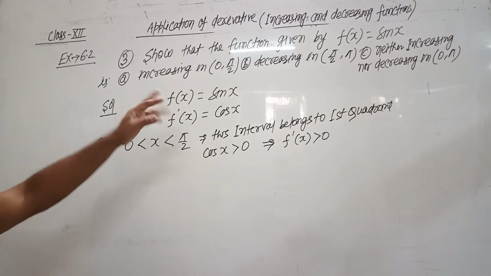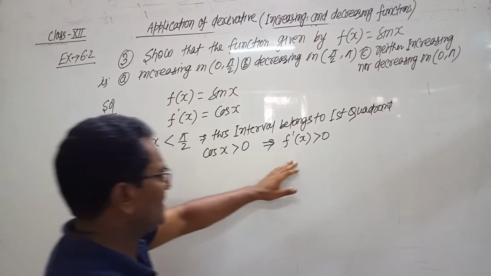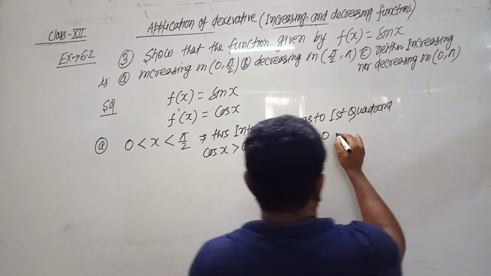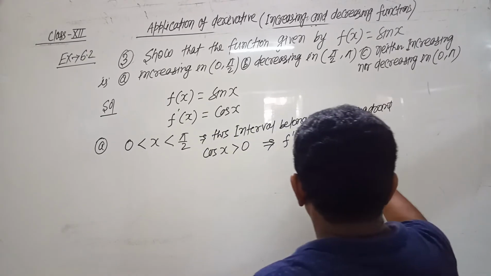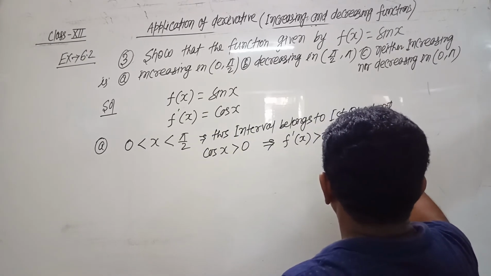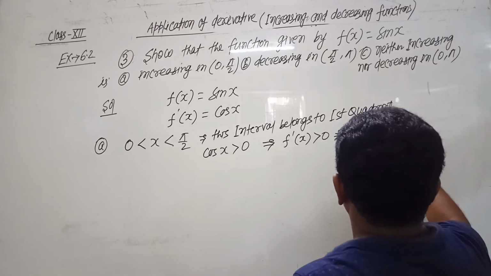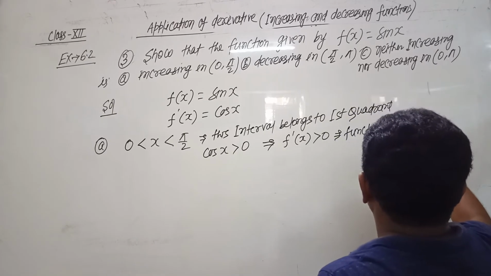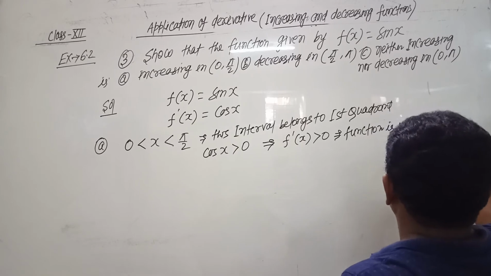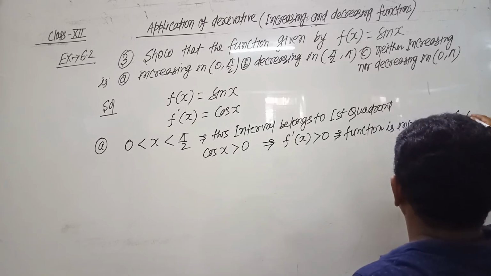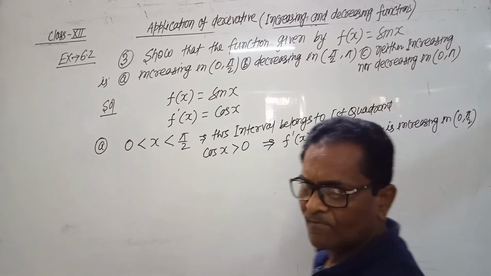So the first part is proof. If f dash x is greater than 0, this implies the function is increasing. The function is increasing in 0 to pi by 2.